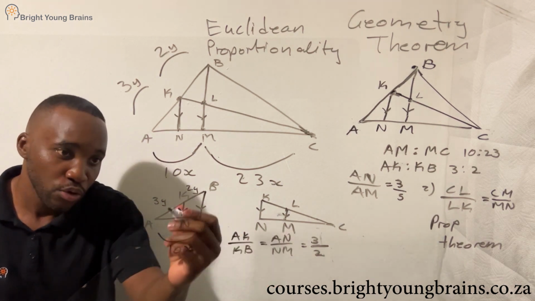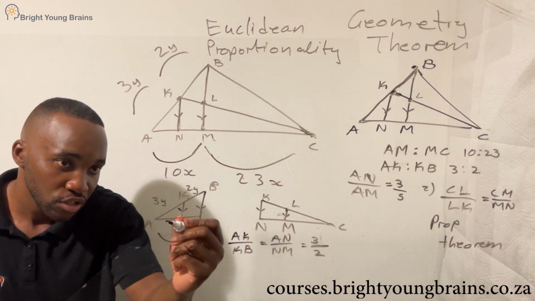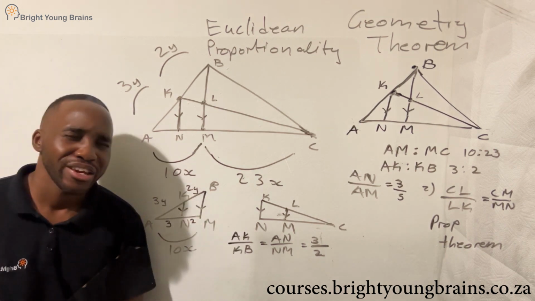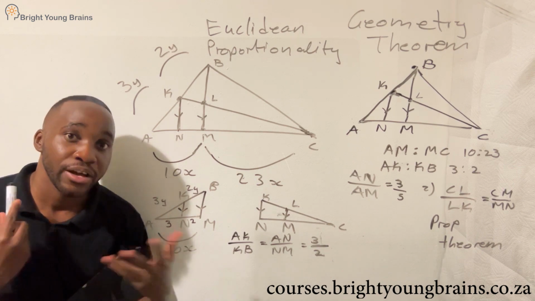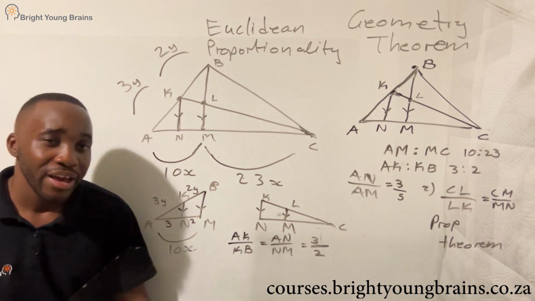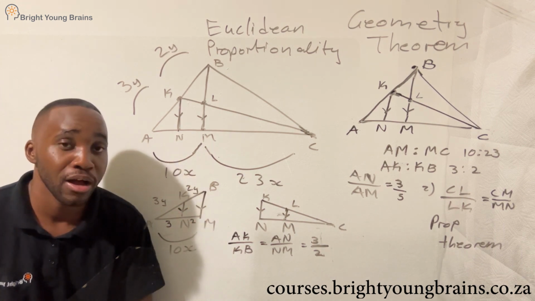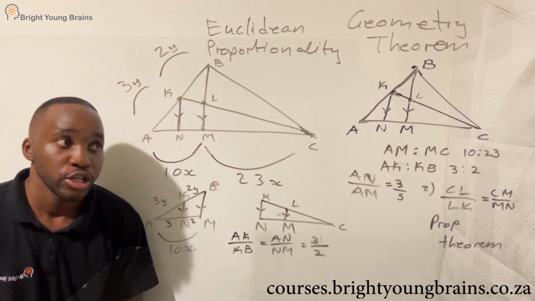To do that, we know that this portion here is just 3 parts. This portion here is just 2 parts. So working with ratios, it's very simple. It's just like working with money. If you had 15 rand and you had to share it amongst 2 people using the ratio 2 to 1.